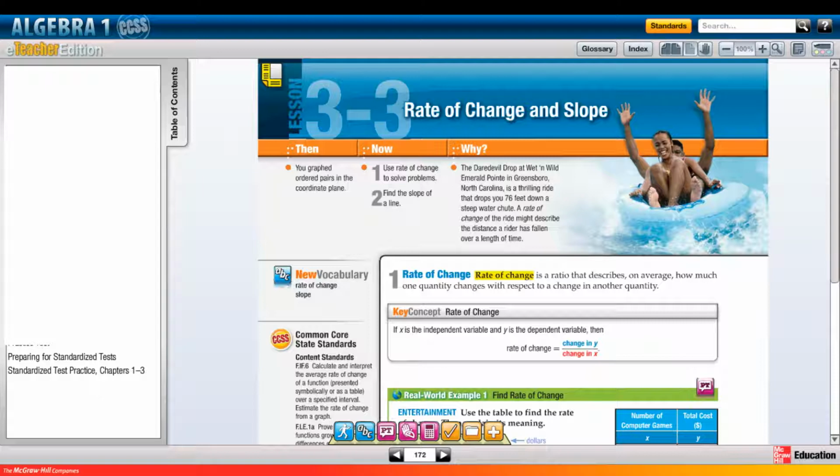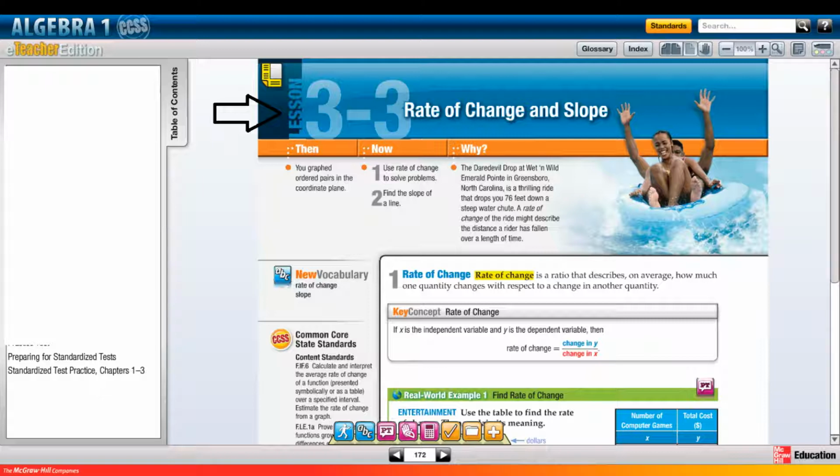Okay, our first trial will be lesson 3.3, which is our third lesson for this term. The title of this lesson is Rate of Change and Slope. Now, what do we mean by rate of change?